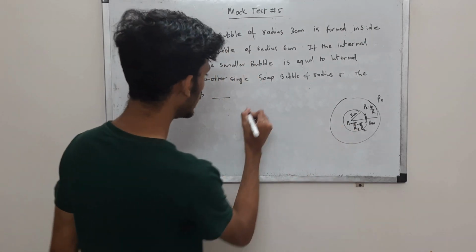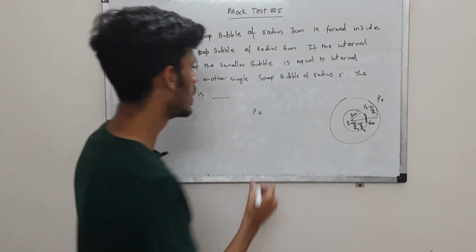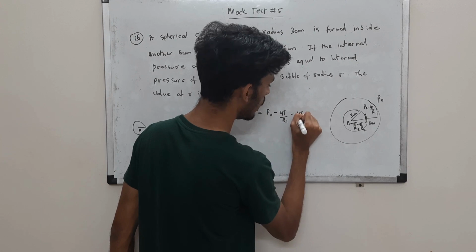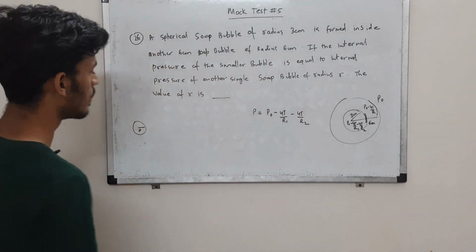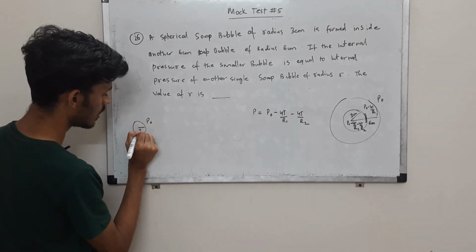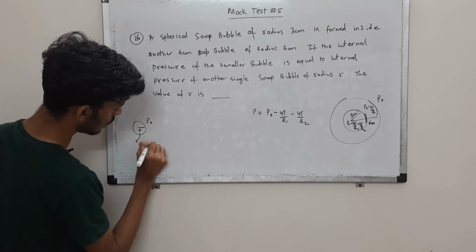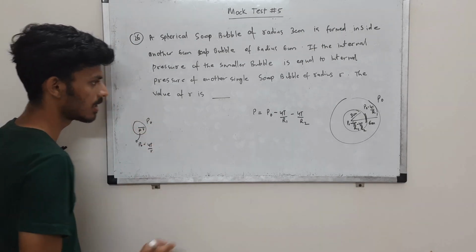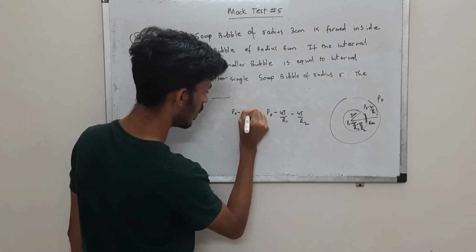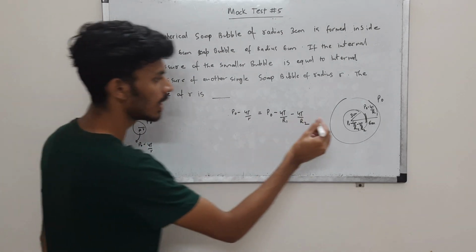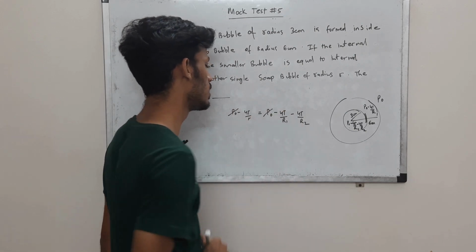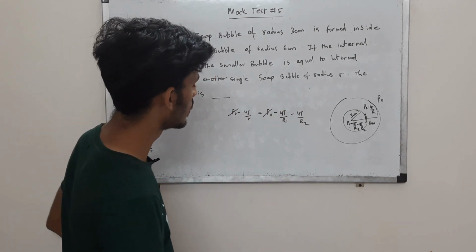So the P that we were speaking of inside this bubble is P naught minus 4T by R1 minus 4T by R2. Now this is similar to this bubble. So suppose here the external pressure is P naught. So inside, P will be P naught minus 4T by R. Here we don't know the radius. So this is similar to P naught minus 4T by R. So we are equating the pressure inside this bubble with this bubble. That was the motto of the question. Here we can cancel out, and also the negative sign will go.